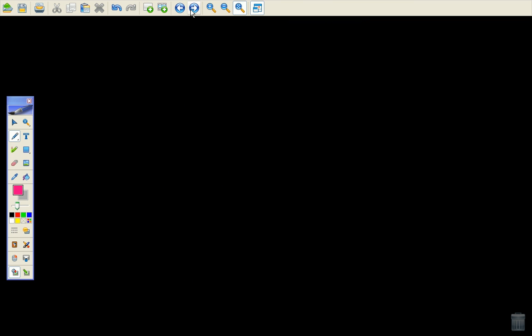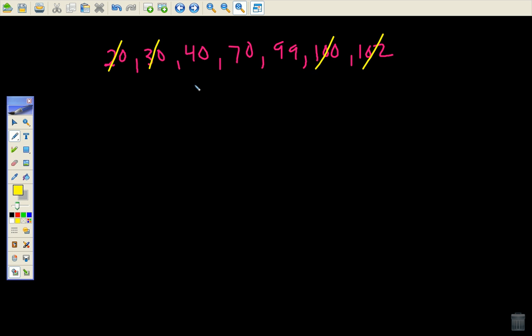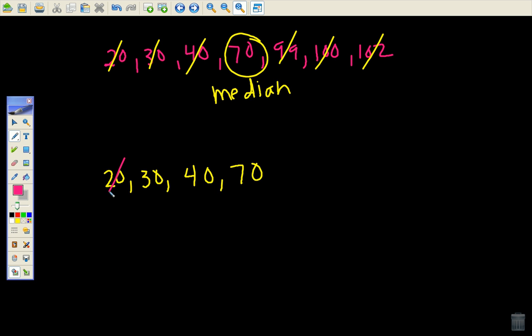So let's do one more example of where it shows up and one more example of where we have to do some work. So let's cancel out. We got 20 with 102, 30 with 100, 40 with 99, so my median is staring right at me. That's the easy way, right? Now let's do one that we have to do the mean to help us find the median. So I'm going to go through and cancel out 20, 70, 30, and 40. I'm going to have to figure out what's in the middle there, what the median is.